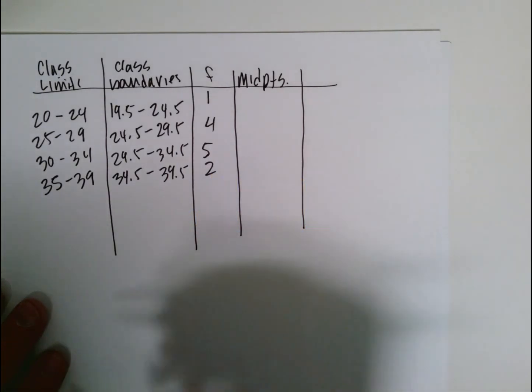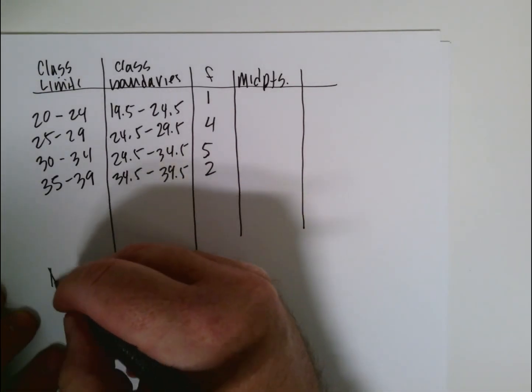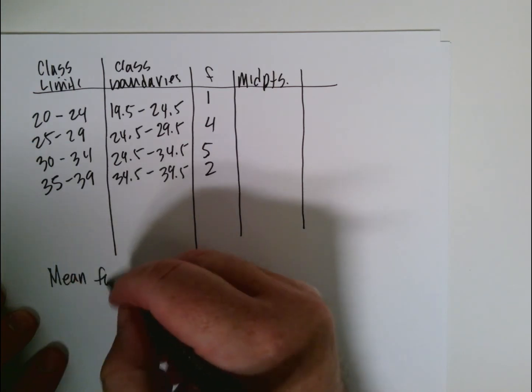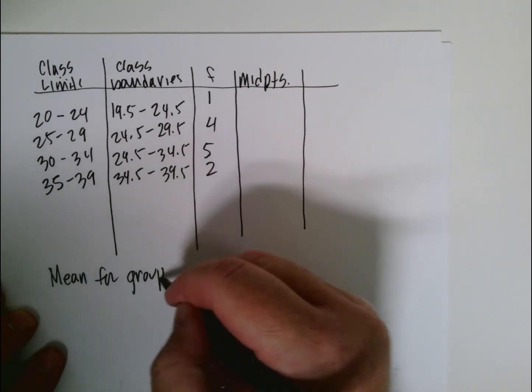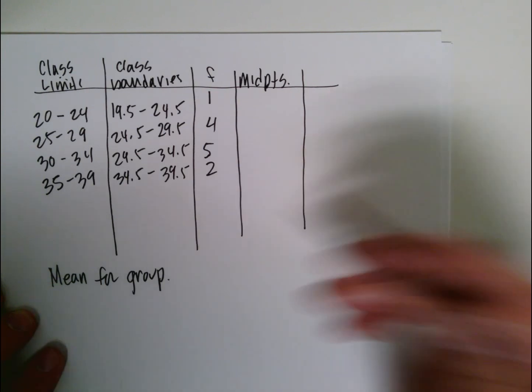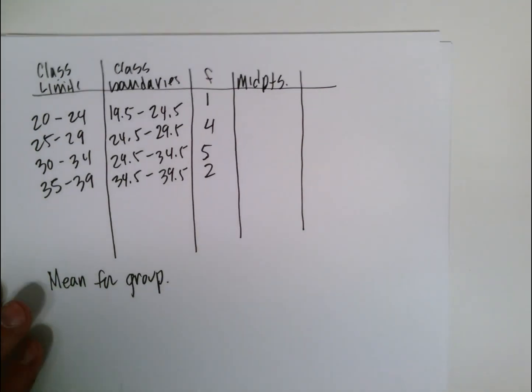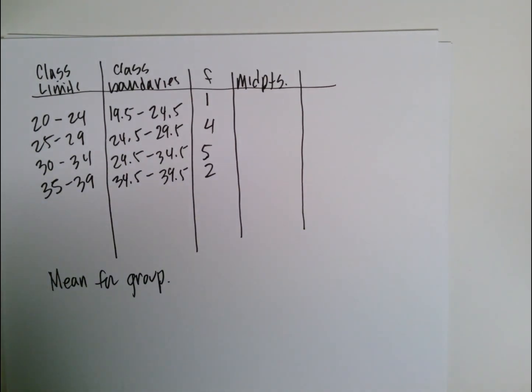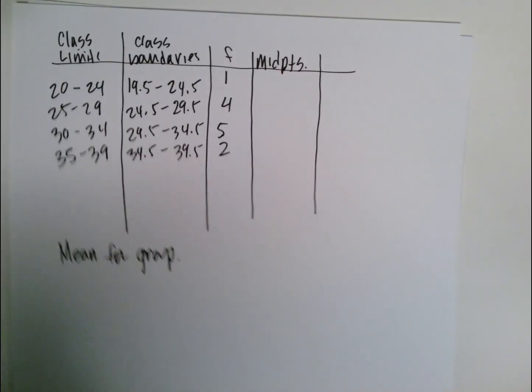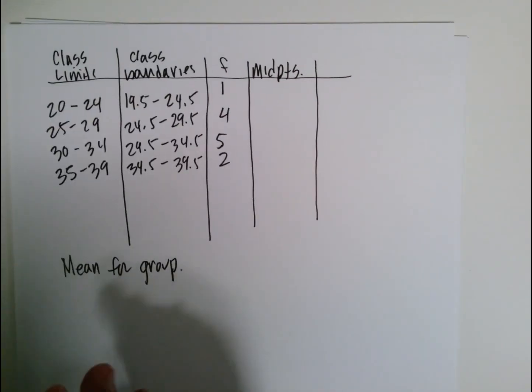Alright, the next kind of mean we're going to do is mean for grouped data. Now, one of the problems when we turn things into distribution tables, or we're given only distribution tables, is we don't know the raw data. So what we need to do is make a good estimate of the mean.